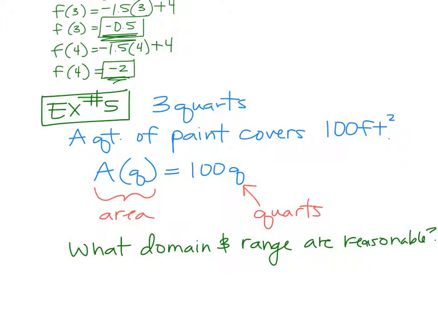What domain and range are reasonable? So what's the lowest number of quarts of paint and the highest number of quarts that you can do? Okay, so think about what the problem said. You have 3 quarts of paint and you're trying to cover all the trim in your house. What's the lowest number of quarts you could use?